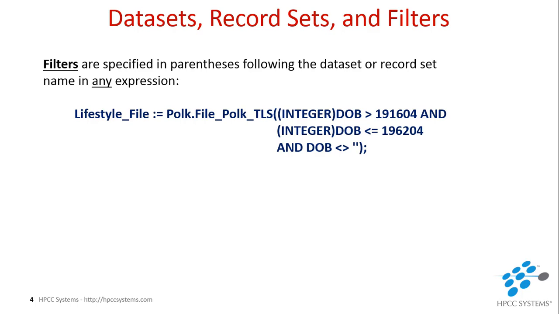Now filters are specified in parentheses following the dataset or record set name in any expression. Yes, you can use filters literally anywhere throughout your ECL code. Here we have an example of a lifestyle underscore file definition name defined as poke.file underscore poke underscore TLS, a record set, and in parentheses we're filtering by a date of birth greater than 1916-04 and a date of birth less than 1962-04, and the date of birth is not equal to a blank value.